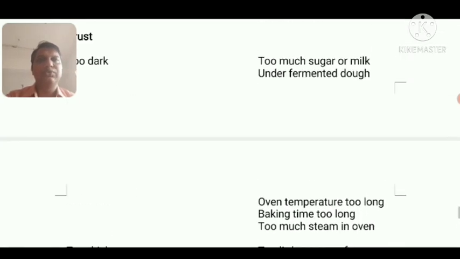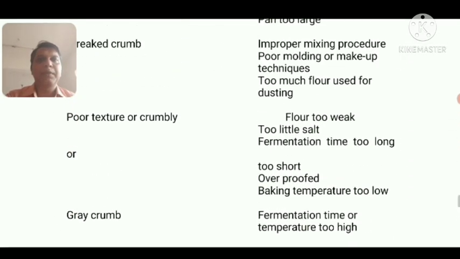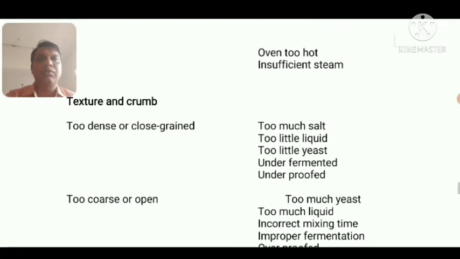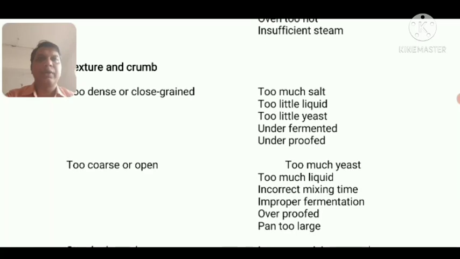In this slide, I have shown you the basic major issues like texture, volume and flavor, and what the reasons are. The reasons are almost very common.